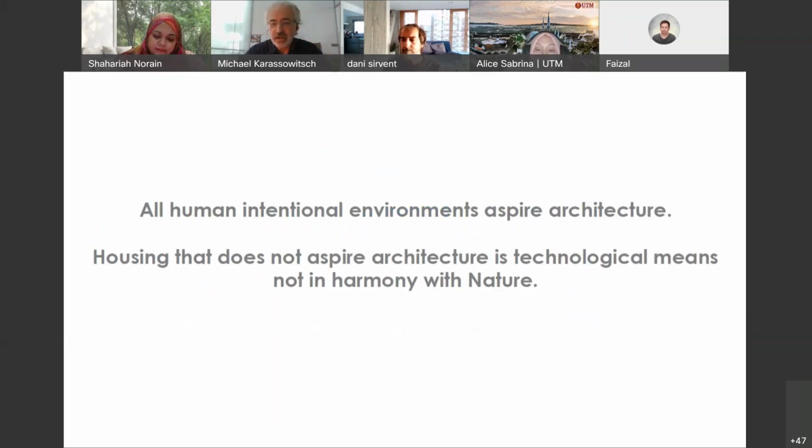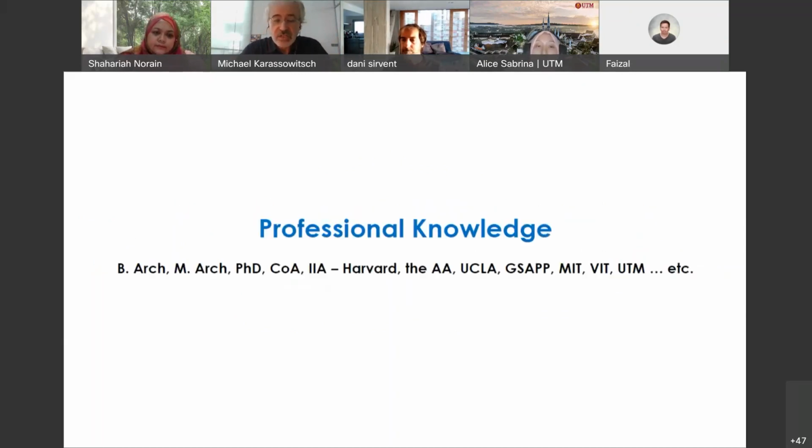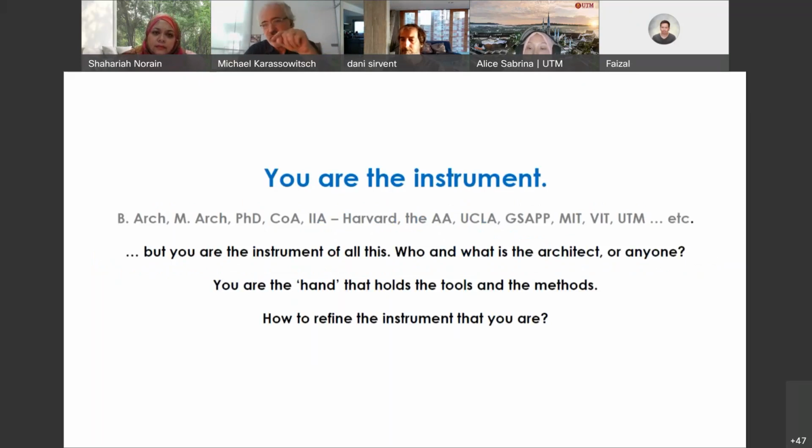All human intentional environments aspire to architecture. Housing that does not aspire to architecture is technological means, not in harmony with nature, because aspiration is natural. If it doesn't aspire to architecture, it can't be natural. My thesis. So we have professional knowledge, all the degrees you can get, the different schools, UTM, everybody's there learning how to be constructive, how to be an architect, right? But you as an individual are the instrument of all those things.